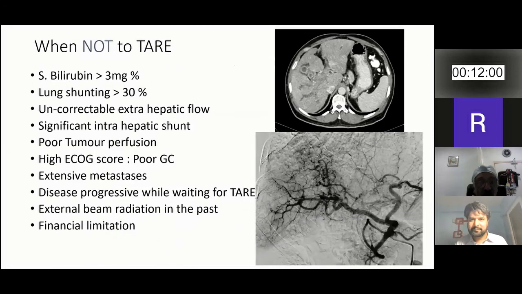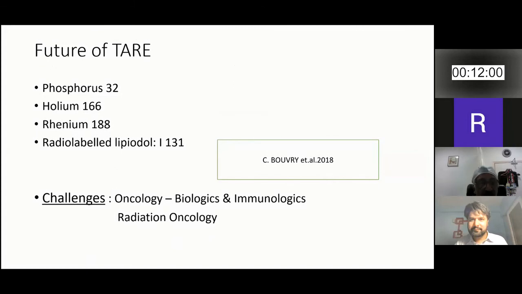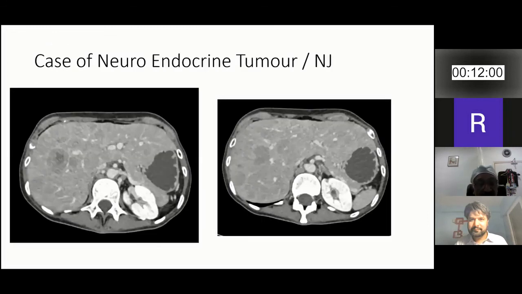And when not to use, well, if the bilirubin is high, lung shunting is more than 30%, poor perfusion or poor vascularity, ECOG score is not good, and biochemical parameters are not good. These are the patients I would not do TARE in and would leave for other therapies to be used. In future, there are various other therapies coming up: phosphorus-32, holmium, rhenium, and radio-labeled Lipiodol. And nowadays, as I said, oncology, biological drugs, immunological drugs, and SBRT are other methods that can be used in various cases.